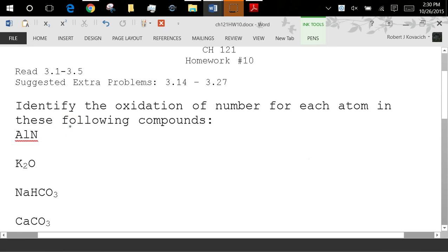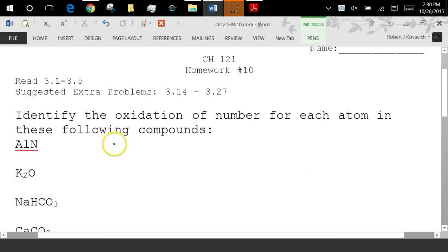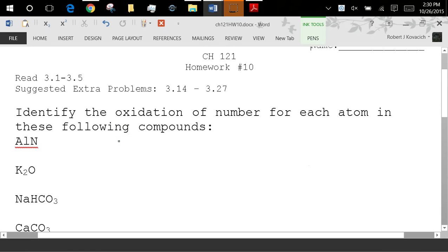Okay, let's go ahead and go over the oxidation numbers. Wait, I didn't actually have you name those? Oh yeah. Okay, good. So oxidation numbers for the first compound, what do we got?